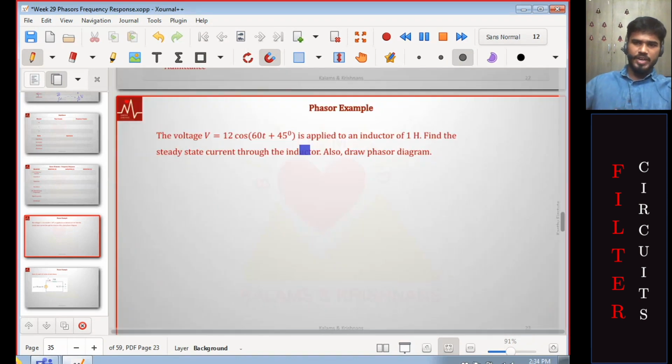Voltage is applied to an inductor of 1 Henry. Find the steady state current through the inductor. Voltage is given. Can you find current? Again, let me do this.